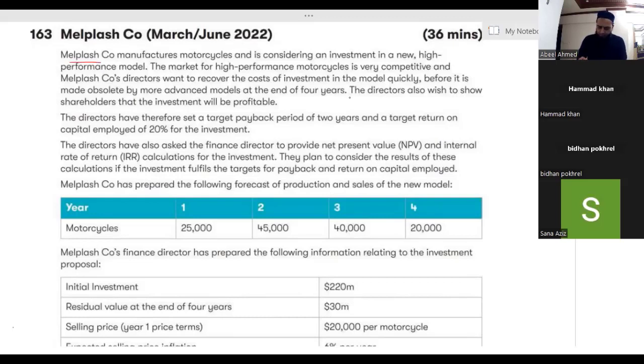Malplash company manufactures motorcycles.